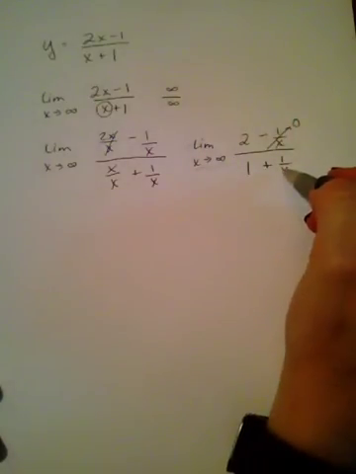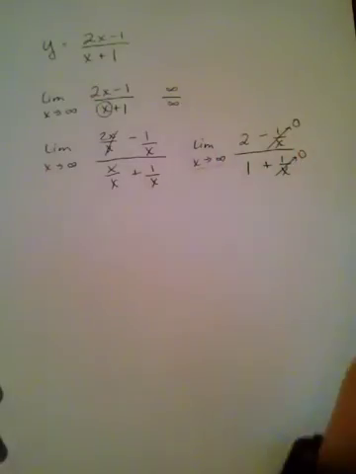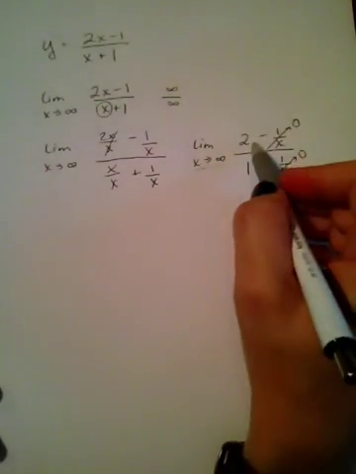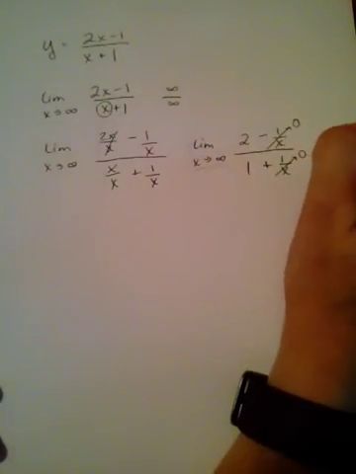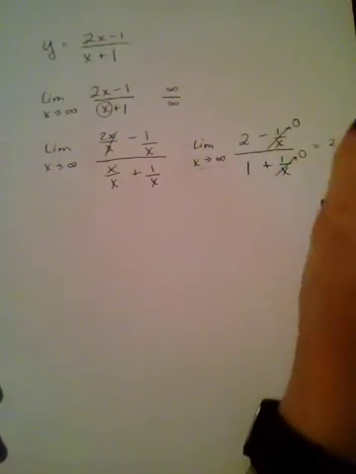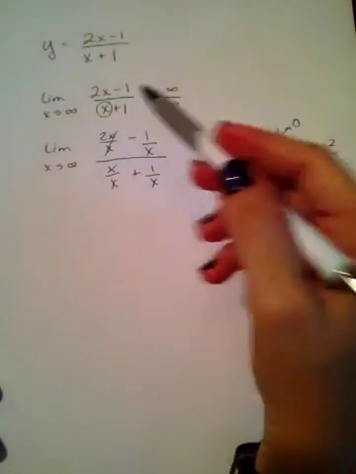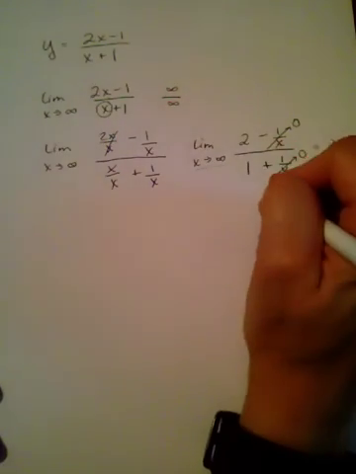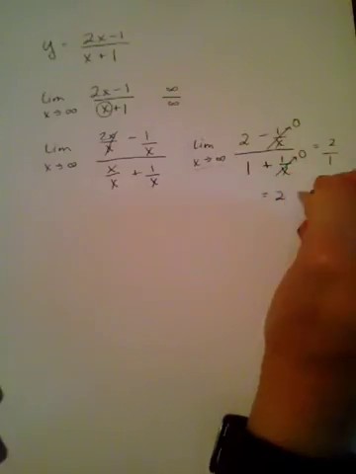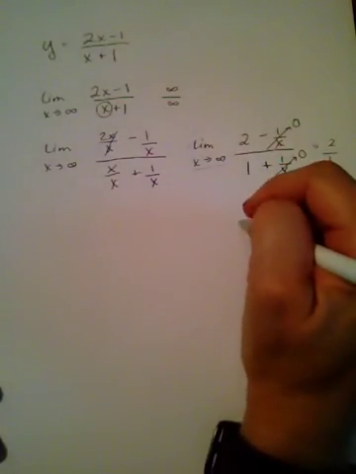If I look in the denominator, I again have 1 divided by infinity. That is going to 0. And I'm left with 2 minus 0, which is just 2, over 1 plus 0, which is 1. And the limit as x approaches infinity is actually equal to 2. So I have a horizontal asymptote at y equals 2.